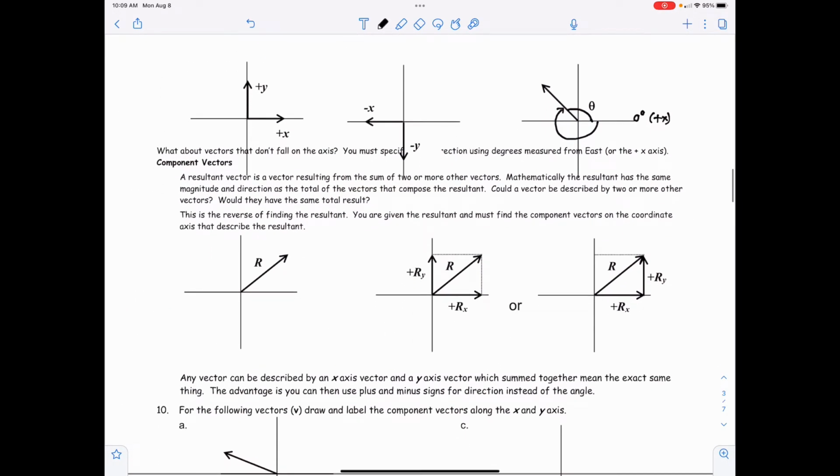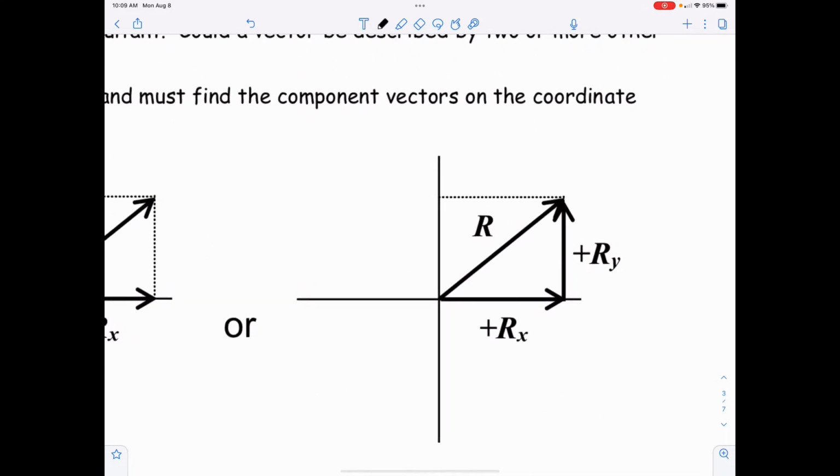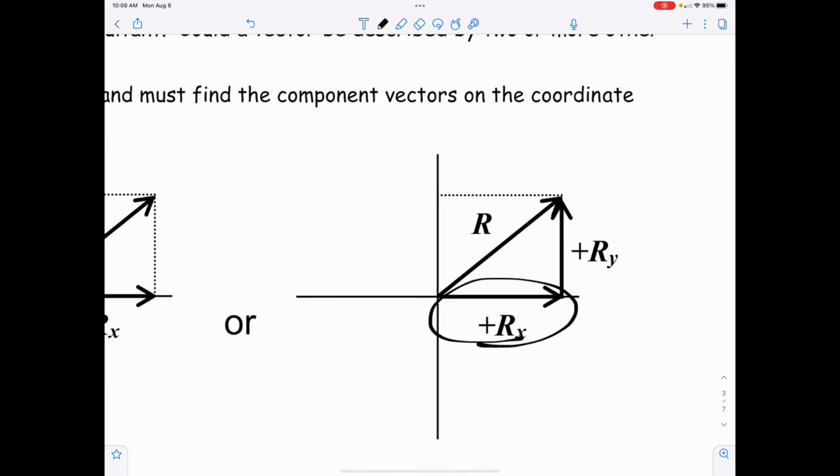You can see if vector r points up and to the right, what we will do is reference that by saying the x direction of r points to the right, and the y direction of r points up.